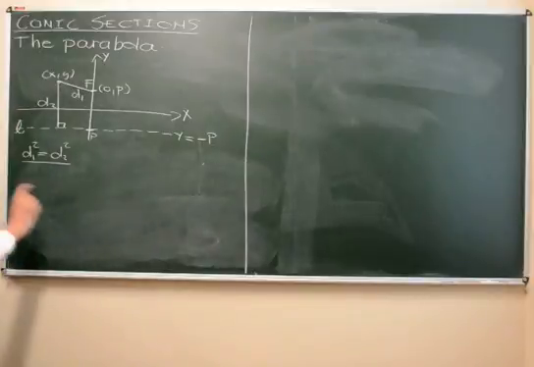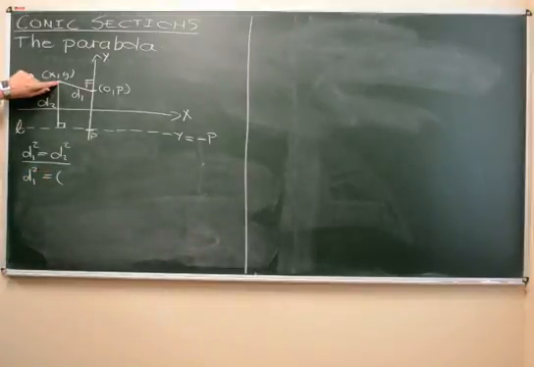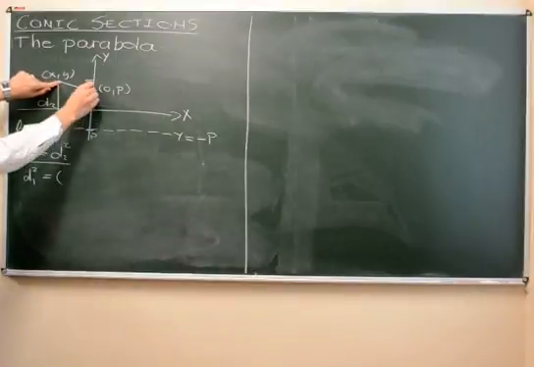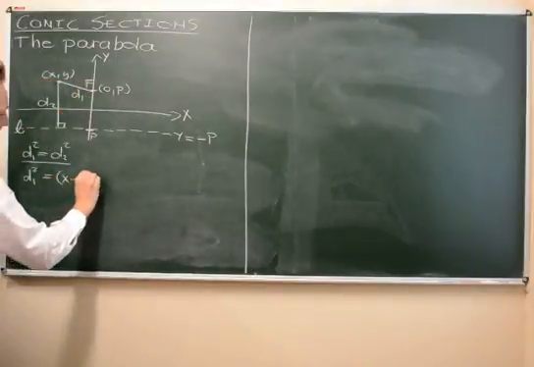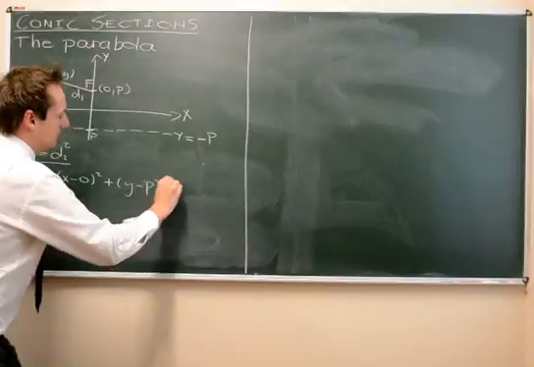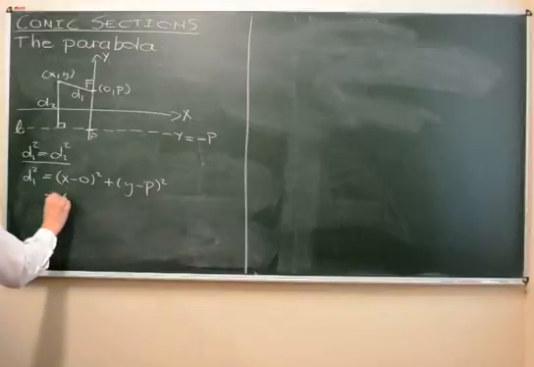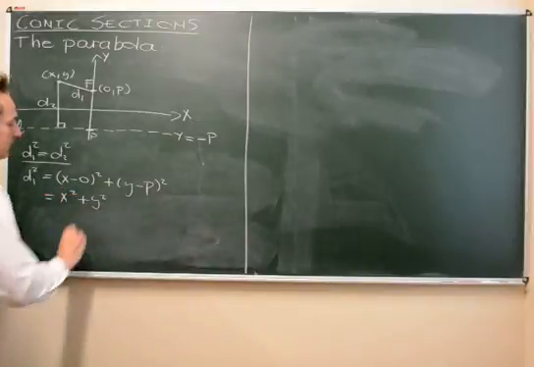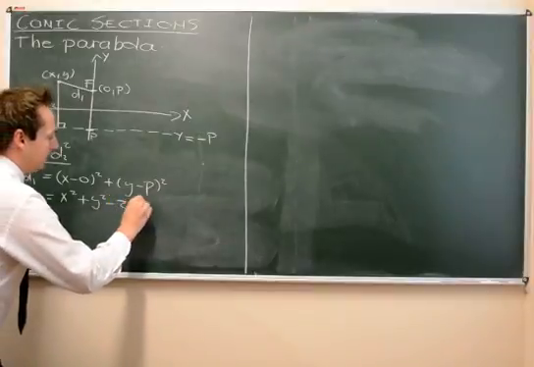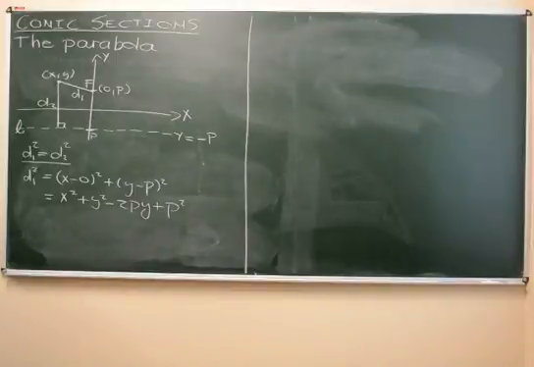So let's look at D1 squared. Well, it's going to be the x coordinate of this point xy minus the x coordinate of that point. So (x minus 0) squared plus (y minus p) squared. Multiplying it out gives us x squared plus y squared minus 2py plus p squared. Now if we calculate D2 squared, what's going to happen?